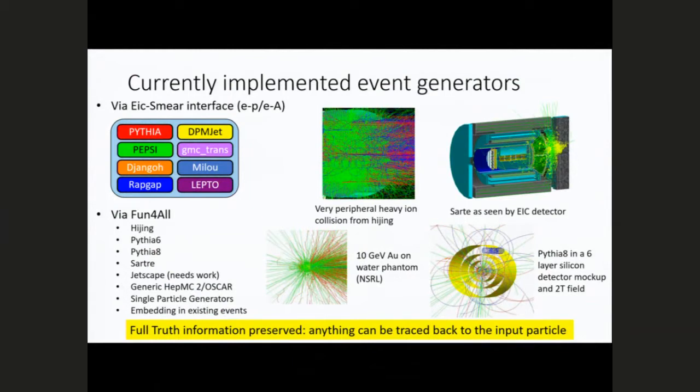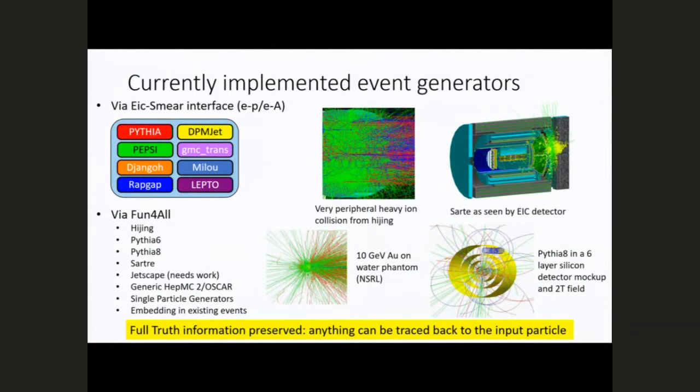And then Fun4All has, in addition, a few other event generators. So HIJING, that's a heavy ion event generator. We have Pythia 6, Pythia 8 we can run inside, Sartre we can run inside. Jetscape needs a bit of work, but in principle can be read as well. Generic HepMC2, so HepMC3 is still too much in flux that we can really use it, which is the holdup for Jetscape. We have a bunch of single particle generators, and we can actually do embedding of events.